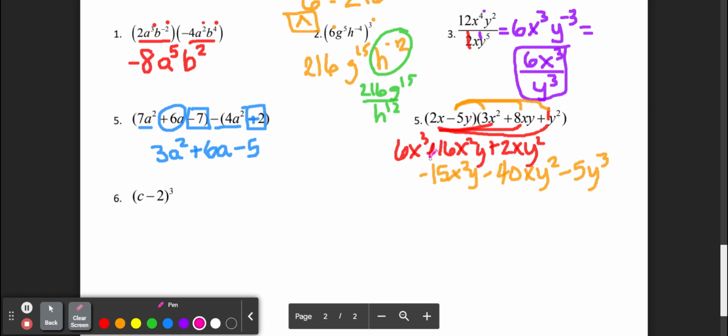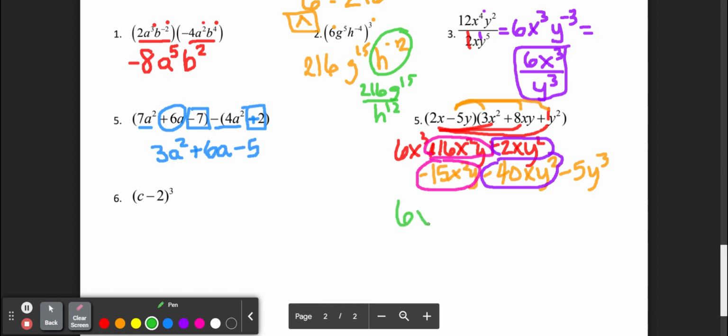What can I add together? I can add this 16 x squared y squared with this x squared y. I can add the xy squared together with the xy squared. Okay, my answer. Oh my gosh, there's so much going on, isn't there?